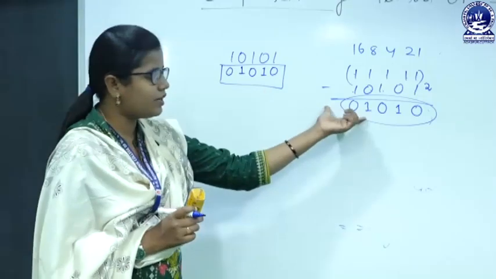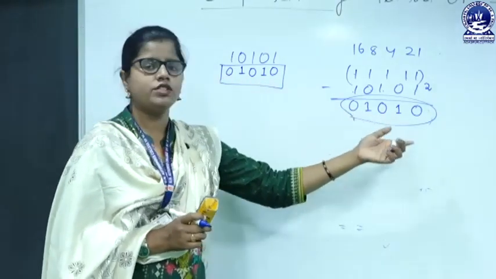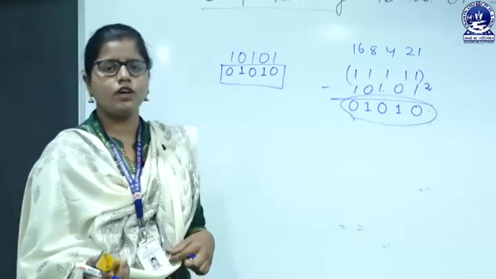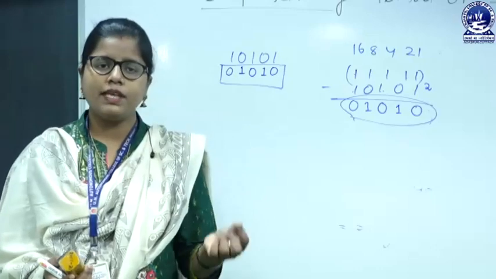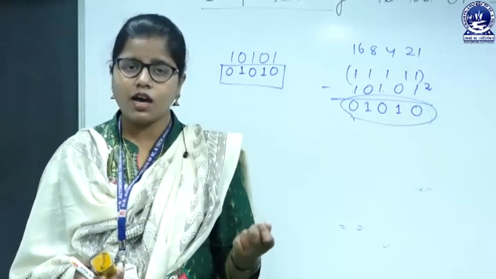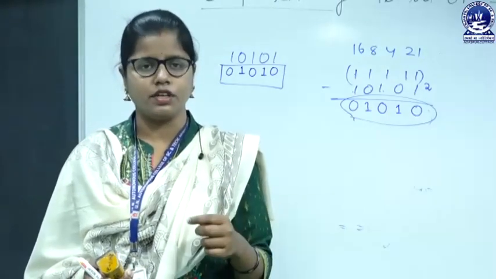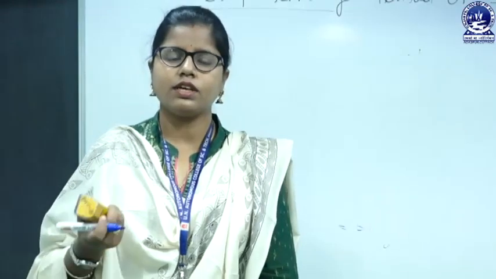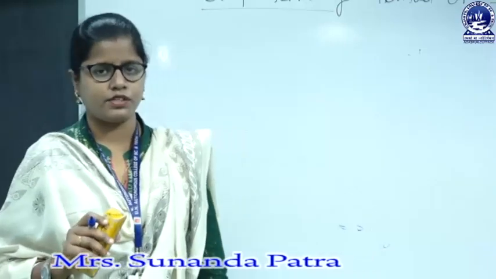Now you can compare here. 0, 1, 0, 1, 0, 0, 1, 0, 1, 0. You can go for the complementing and subtracting the number, or you can simply change the 1 into 0 and 0 into 1. So this is how we can calculate the complement of a given number. Let's see how to compute the subtraction by using the additive method or the complementary method.